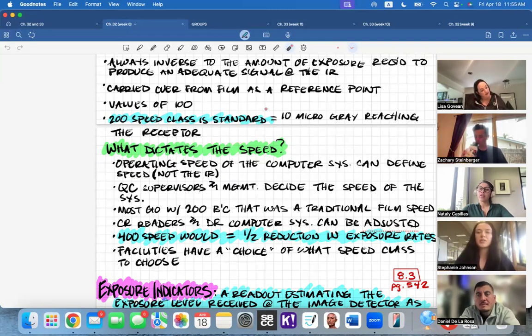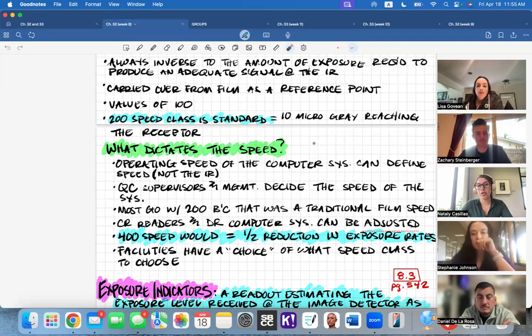Okay. Also I think when it was film based, there was a lot more to speed class with the plate and the phosphor plates. But with digital, all we need to know is that the computer system defines the speed and then the speed level and stuff like that. But now that it's digitized, I think when it was film, it had something to do with the density of the patient, if I remember correctly. I didn't write that down.